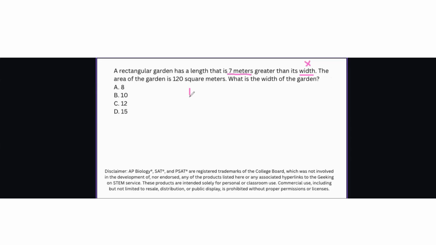And if you check in the formula sheet, we know that length times width is going to be your area. The reason why I bring that to your attention is because in the next line, they tell you that the whole garden's area is 120 square meters. So you know that it's 120 square meters, and you know that the width is the variable x. You could use w if you wanted to. I just put x here, and then it says 7 meters greater.